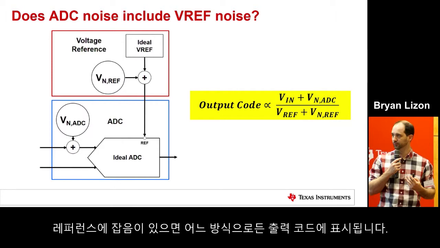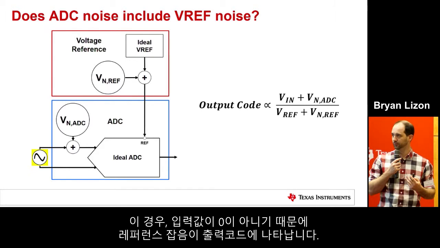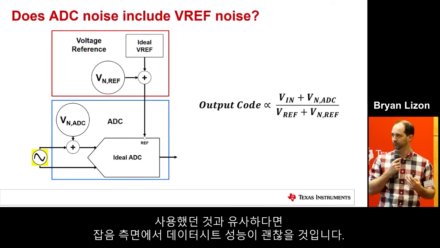When we characterize an ADC for AC parameters like SINAD or SNR, we apply an input sine wave. In that case, we have a non-zero input, so this noise from the reference actually shows up in the output code. So if you use a testing system similar to the one we use to characterize the device, you can expect to get reasonable datasheet performance in terms of noise.